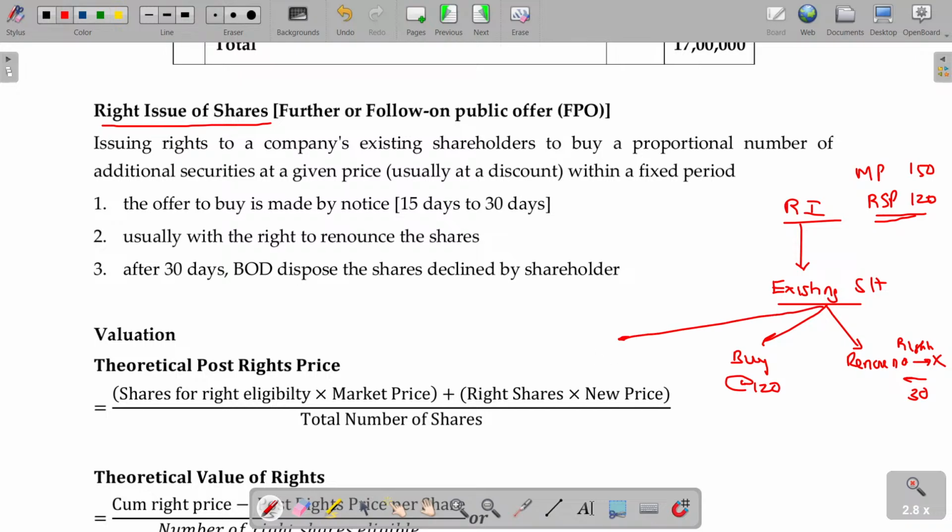Or simply take no action. Taking no action is foolish, because if you are renouncing, you will be getting 30 rupees. If you don't take any action, you will be losing that 30 rupees also.